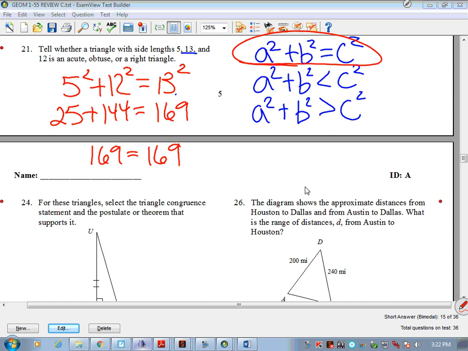If 13 squared had been less than the value of the other two sides, then we would have called it acute. If it had been greater than the sum of the other two squared, we would have called it obtuse. All right, that's probably a good spot to stop for this.